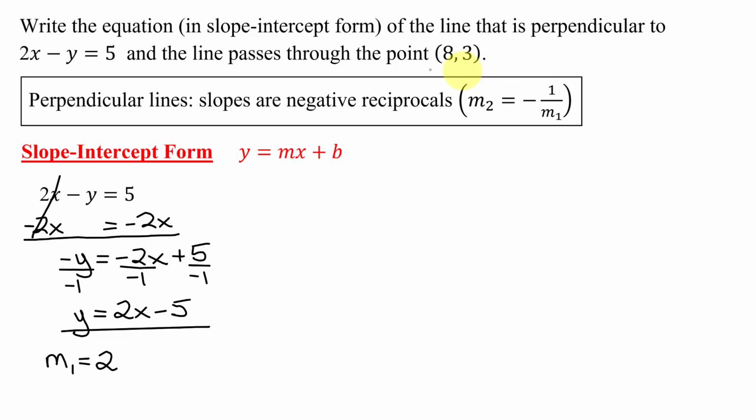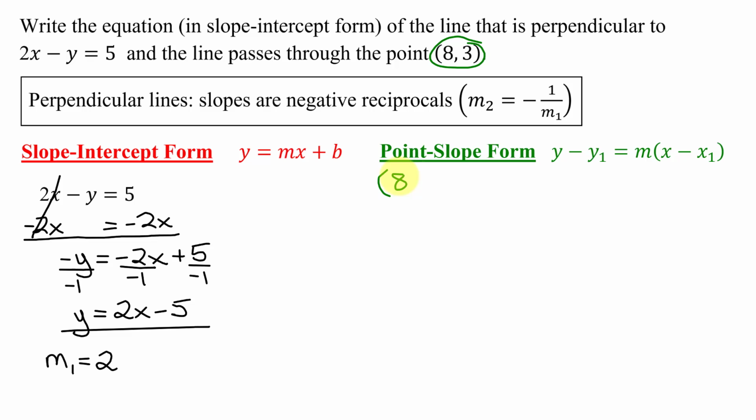Now there are several different ways to find the equation of the line I'm looking for. I'm going to use the point-slope form of the line shown here. I need to know a point. Well, I'm given the point (8, 3). So 8 is the variable x sub 1 in my equation. 3 is the variable y sub 1 in my equation.